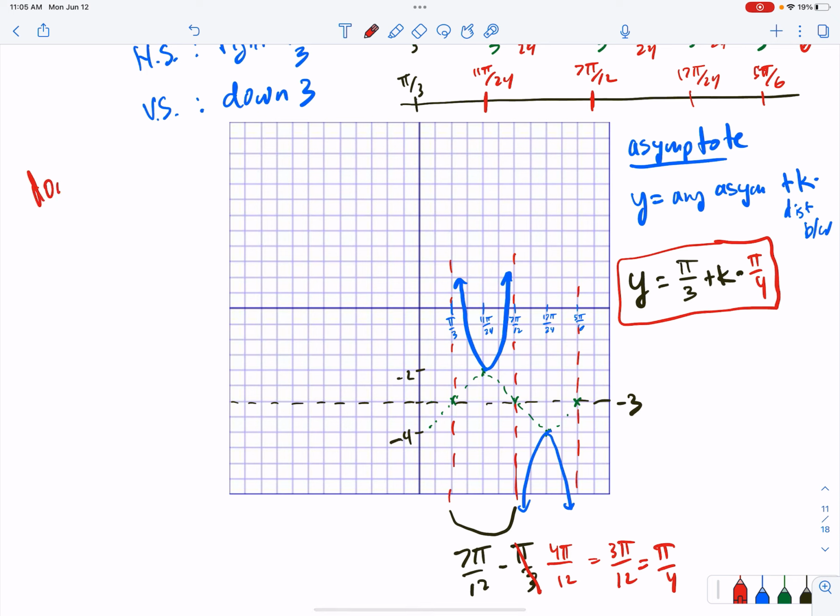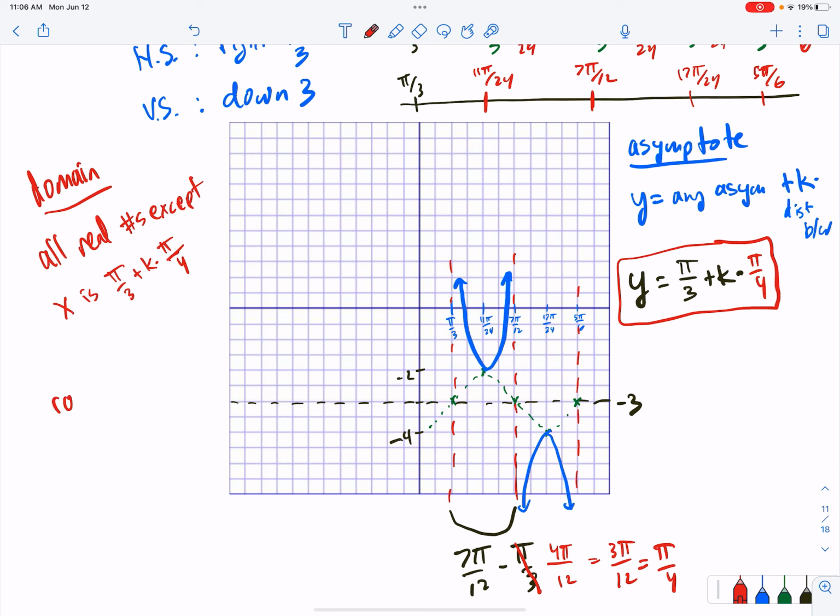The domain, again, is everything except those asymptotes. So all real numbers except when x is pi over 3 plus k times pi over 4. So everywhere except where we have an asymptote.